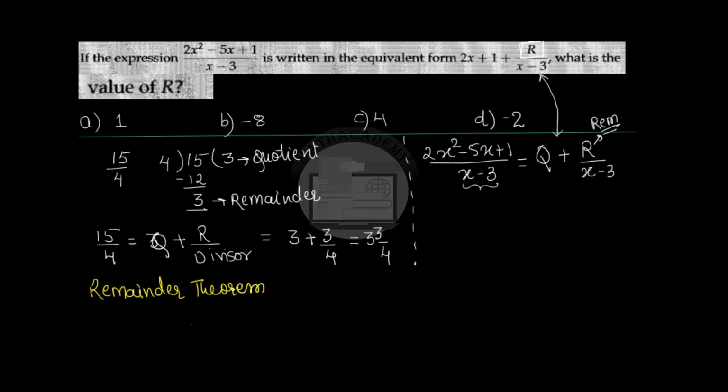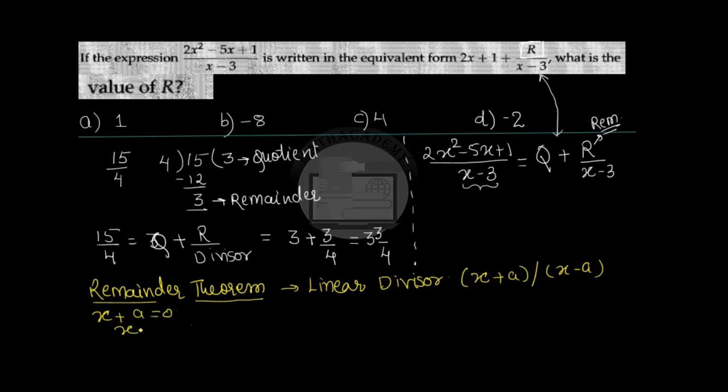And what does remainder theorem say? The remainder theorem says that if you have a linear divisor, please remember that remainder theorem can only be applied to the problems where the divisor is linear of the form x plus a or x minus a. So what you do is you first equate the divisor to 0. So you do x plus a is equal to 0. Whatever value of x you get, you please find out the value of the function which you are dividing. The f of minus a is nothing but the remainder.